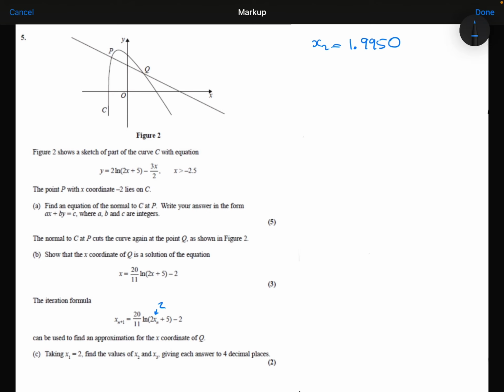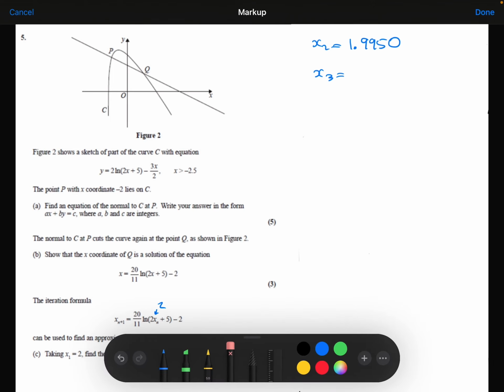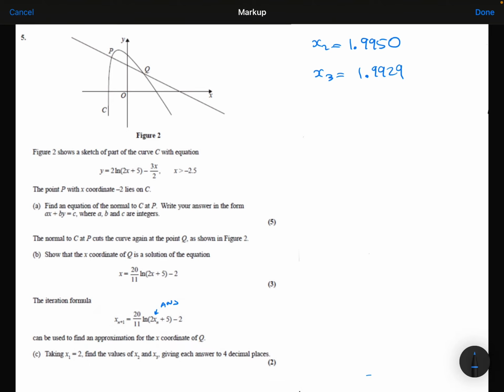1.9950. And then if I take my answer and substitute that in instead of the x, and do that calculation again, I get 1.9929. So that is my x3. And we're done.